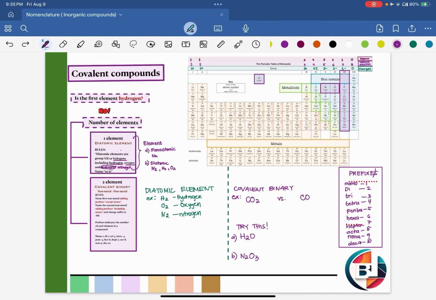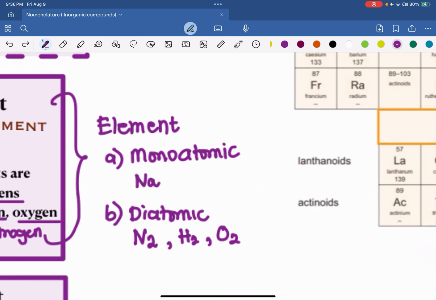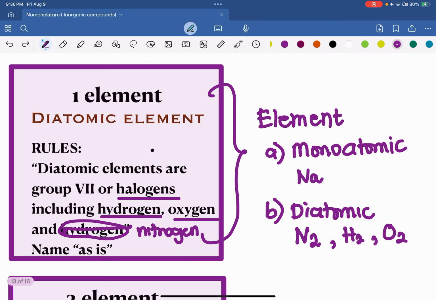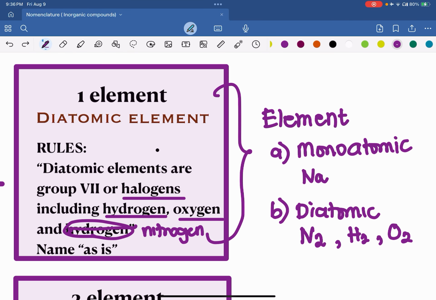Let's focus on the no answer. If the covalent compound doesn't start with hydrogen, first you need to identify the number of elements. Because if you have one element, then you consider this element as a diatomic element. Reviewing this part, remember that an element is when it stands on its own and it's not bonded with other elements. If that's the case, you can classify them as monoatomic and diatomic. For diatomic, we have to include your group 7, which are your halogens, including hydrogen, oxygen, and nitrogen.